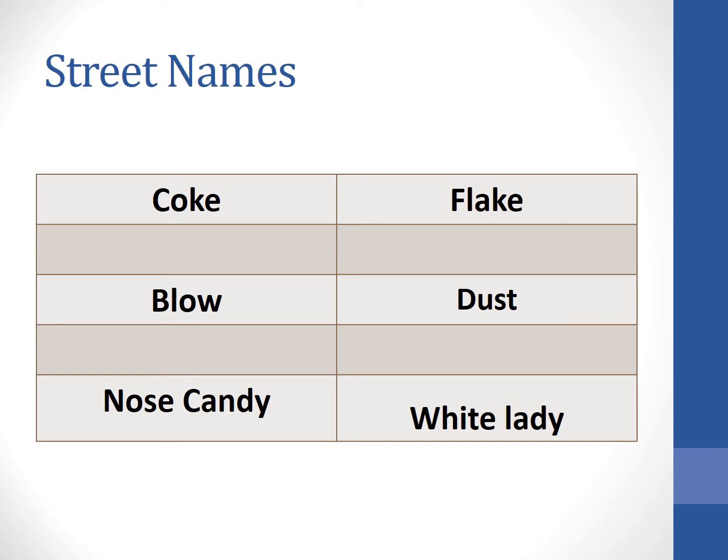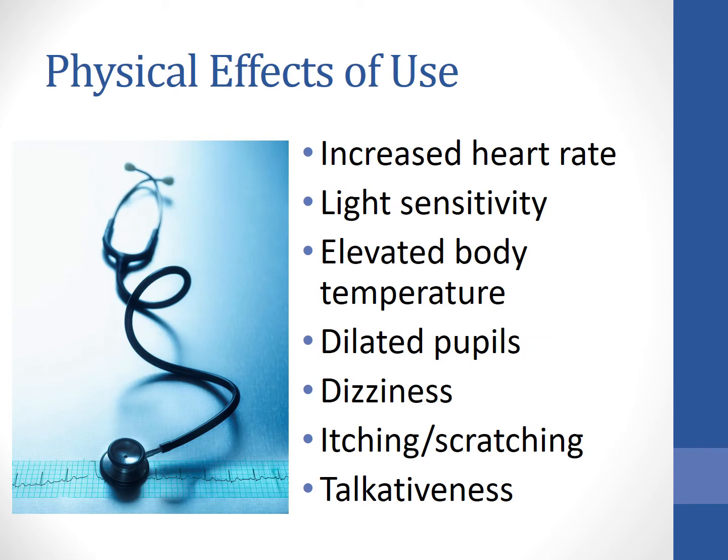On this slide are common street names for cocaine. They include coke, flake, blow, dust, nose candy, and white lady. Some common physical effects of cocaine include increased heart rate, light sensitivity, elevated body temperature, dilated pupils, dizziness, itching and scratching, and talkativeness.